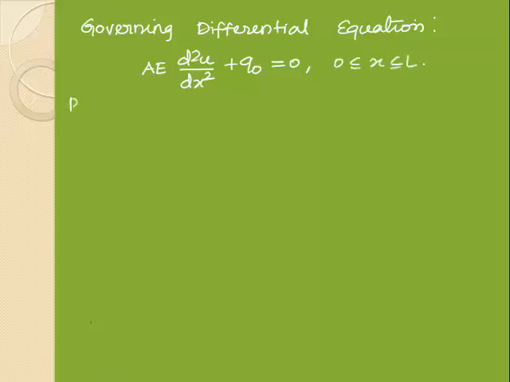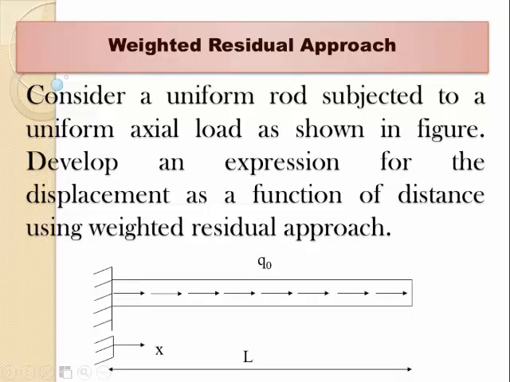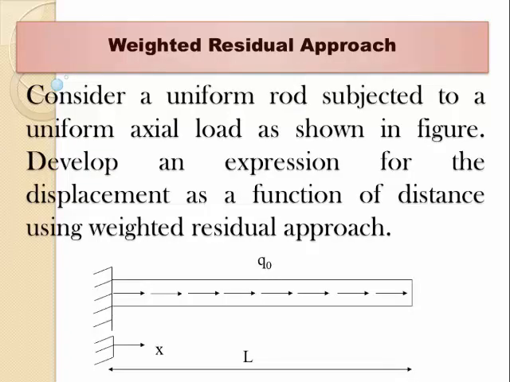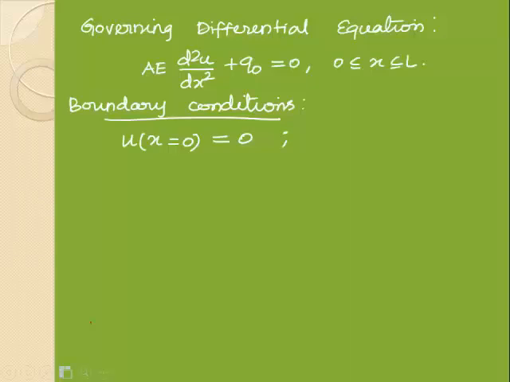Okay, and the boundary conditions of the given problem. Boundary conditions: since the given bar element is fixed at the leftmost end, at x is equal to 0, the displacement will be 0. So this is an essential boundary condition of the given problem. Next, at the end of the bar there will be no strain under the loading condition, so that may be considered as a second boundary condition.